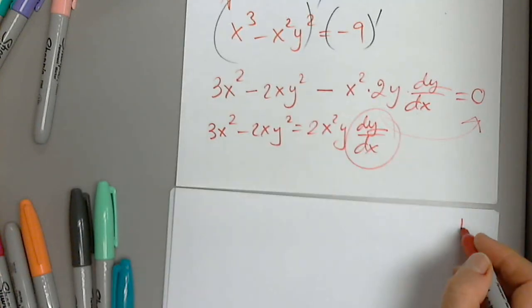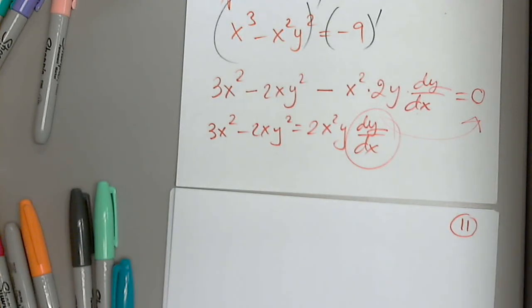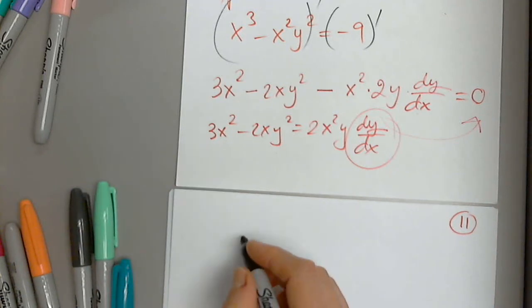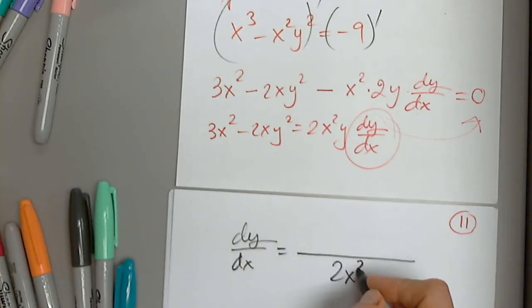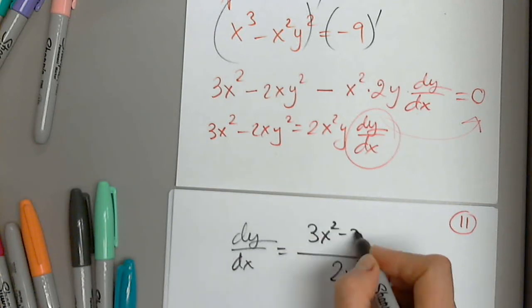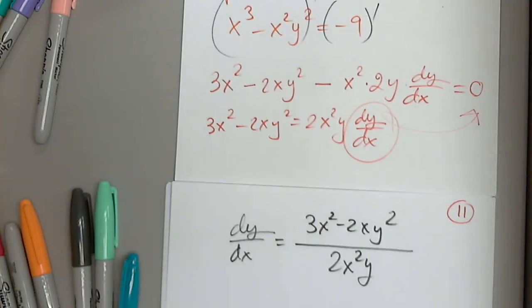So please give me the final step. Just divide by 2x squared y. Exactly. Very good. Where did the negative x squared go? Okay, there it was. No problem.